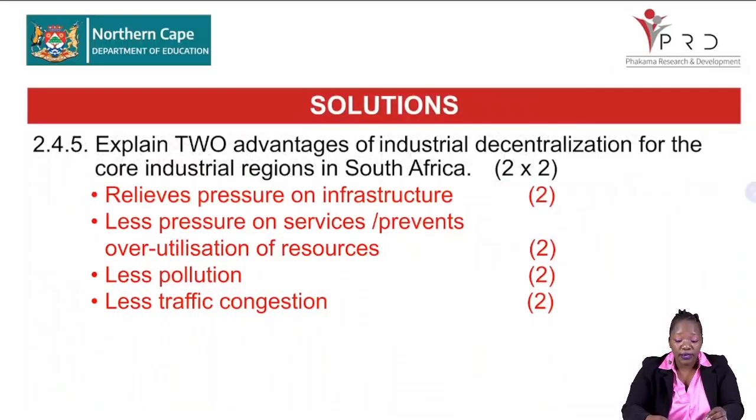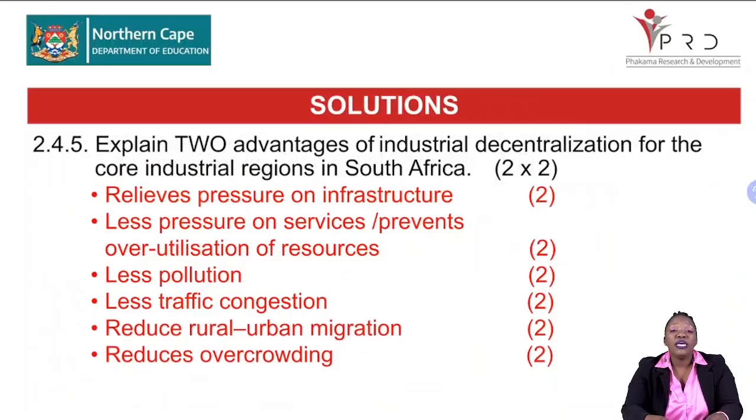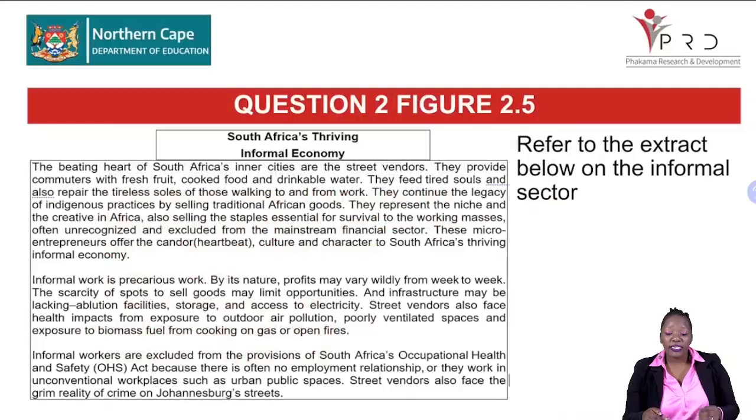And also, it will reduce your rural urban migration. Remember, people migrate because they are looking for employment. So if we decentralize, it means people will be able to stay in the rural areas. And also it will reduce your overcrowding. That is 2 times 2. Then we're looking at our last figure, which is figure 2.5.